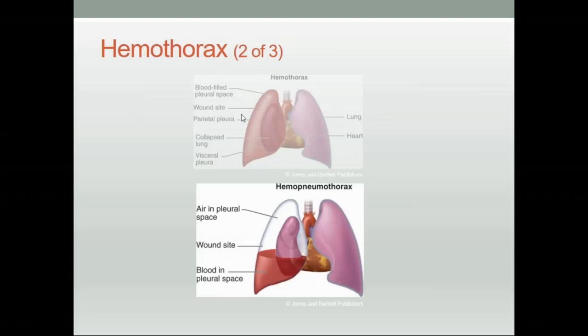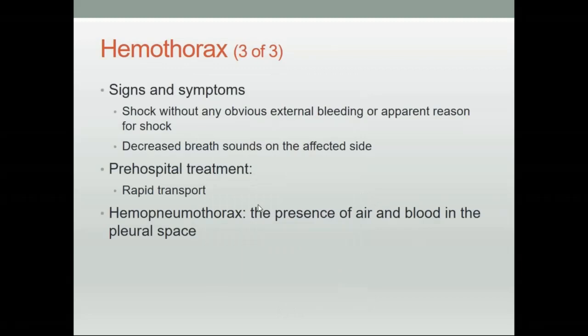Okay, here is that representation of all that blood collapsing the lung, mashing that lung down. So when we hear people say had a collapsed lung, that doesn't mean that it was popped like a balloon and all the air went out. It means that air is accumulating and compressing that lung, causing it to collapse. So it's not like blowing up a balloon and letting it go so the air goes. Okay. And then here's a hemopneumothorax. That's blood and air doing the same thing.